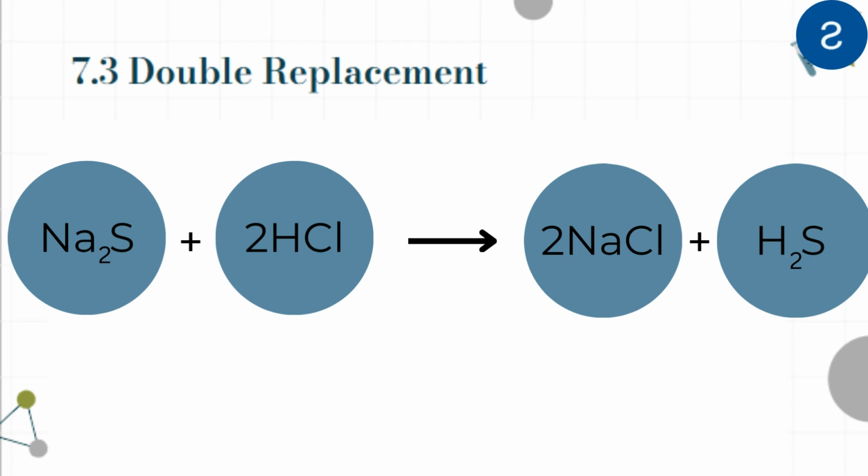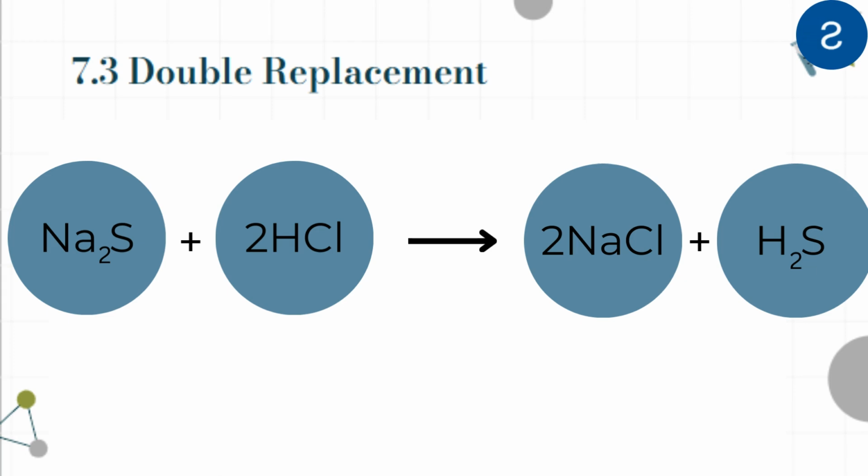Here is a real double replacement reaction with a chemical equation shown. The reactants show sodium sulfide made up of the elements sodium and sulfur, and the second reactant is hydrogen chloride made up of the elements hydrogen and chlorine. The products show the compounds after they have switched elements.